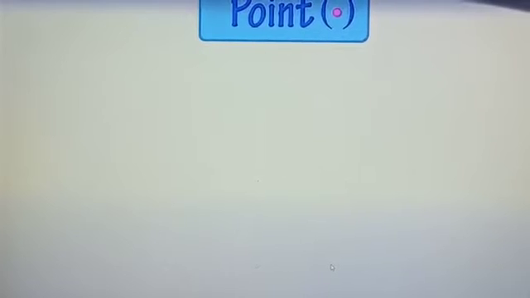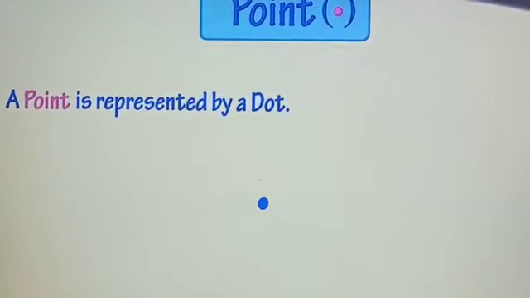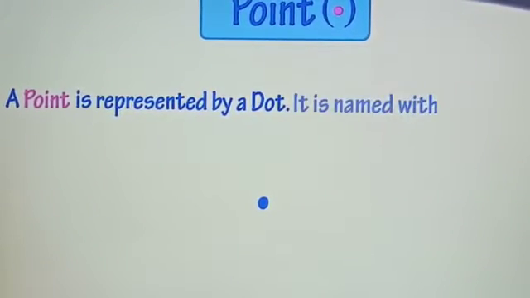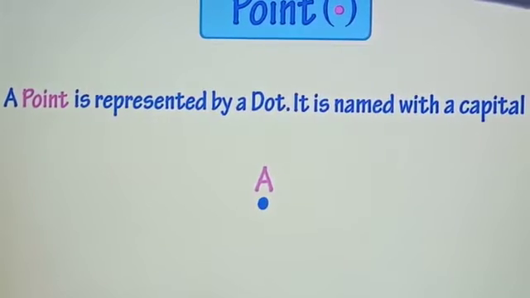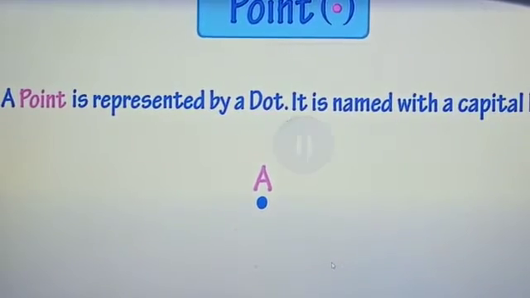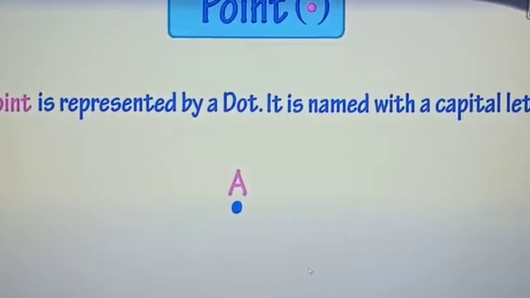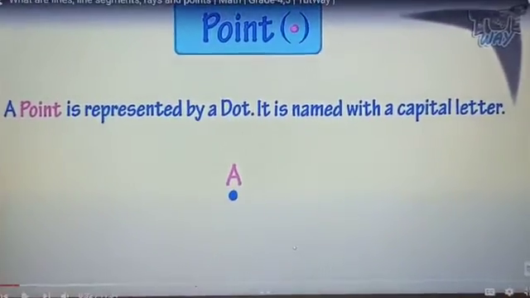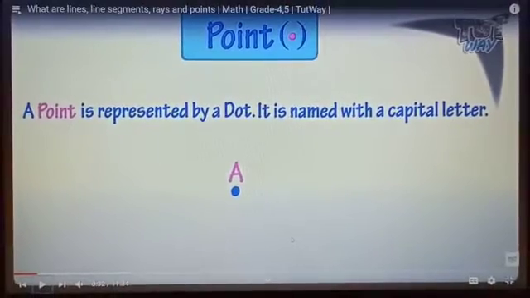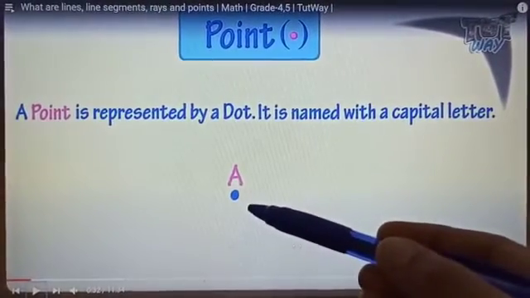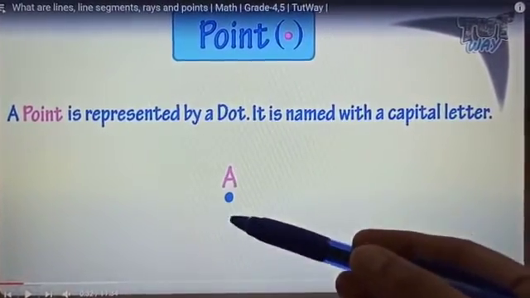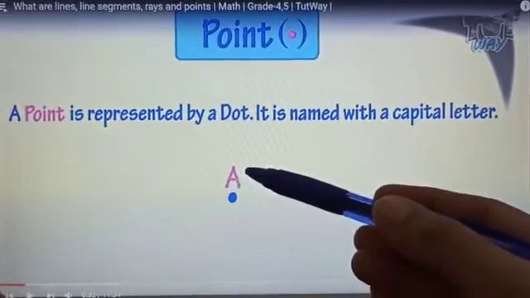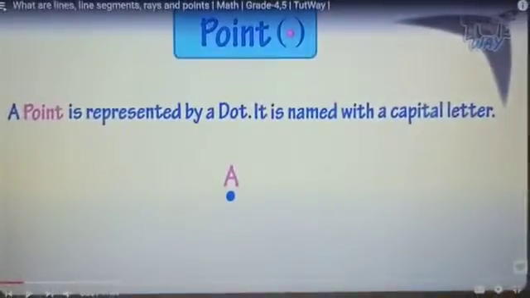Now see beta, what is point? See, a point is represented by a dot and it is named with a capital letter. See here, it is represented by a capital letter. See a dot here. And what is its name? Point A. And it is represented by a capital letter A.